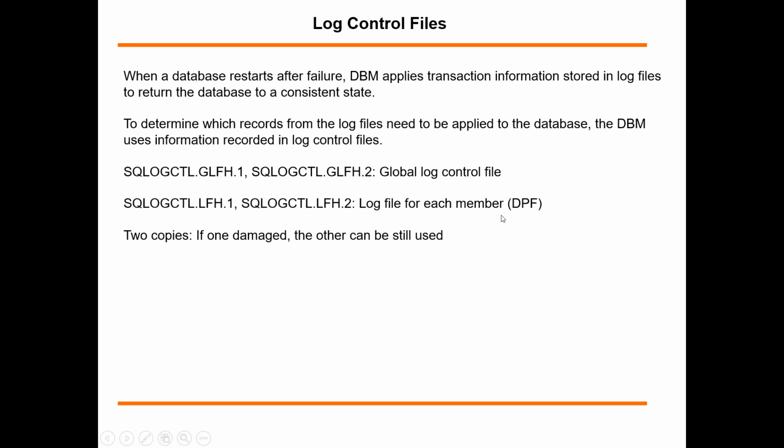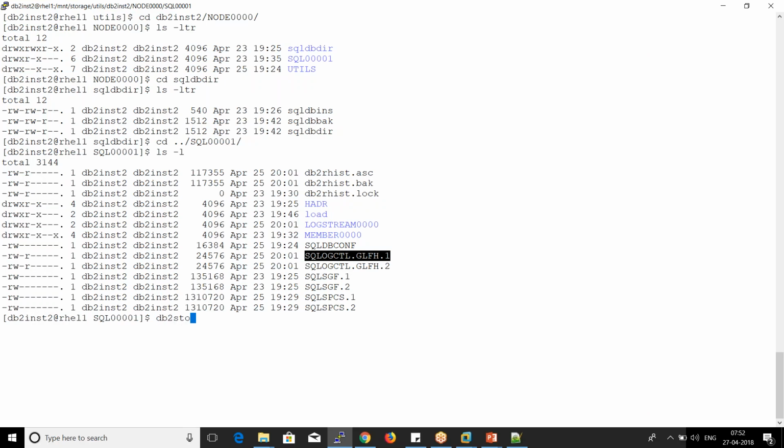So we don't have a DPF at this point, so we are not seeing just LFH. Otherwise, it's a global log control file. Two copies. If one is damaged, the other one can still be used. So that means when I do a DB2 stop force, it's like pulling out the cable and putting it back. When I'm trying to do a restart, the first thing it checks is this log control file.